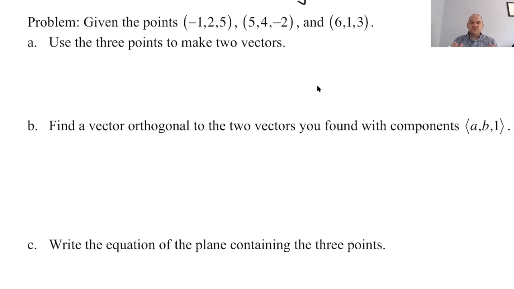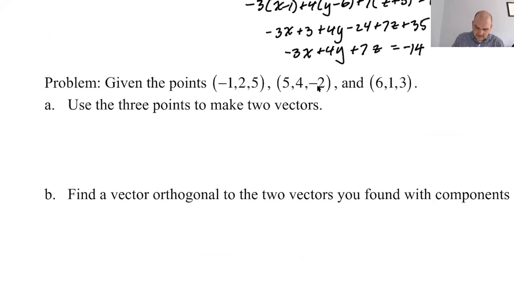So let's use these 3 points. We're going to make 2 vectors, right? Both of these vectors will be in the plane. I'm going to say this is A, B, and C. I'll make the vector AB, so it's B minus A. So it's going to be 6, and then 4 minus 2, so 2, and then -2 minus 5, so -7.